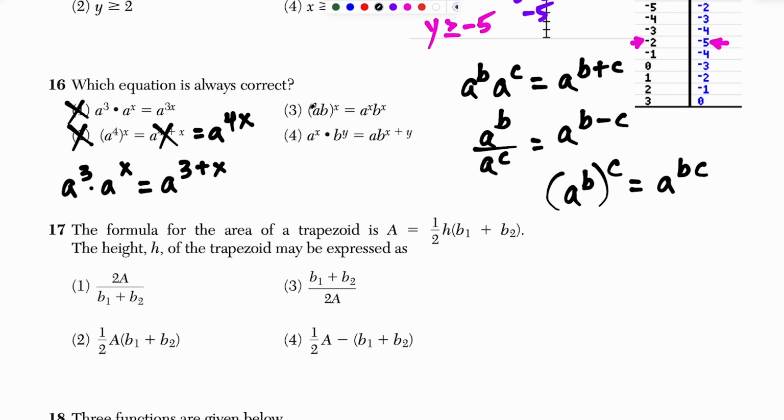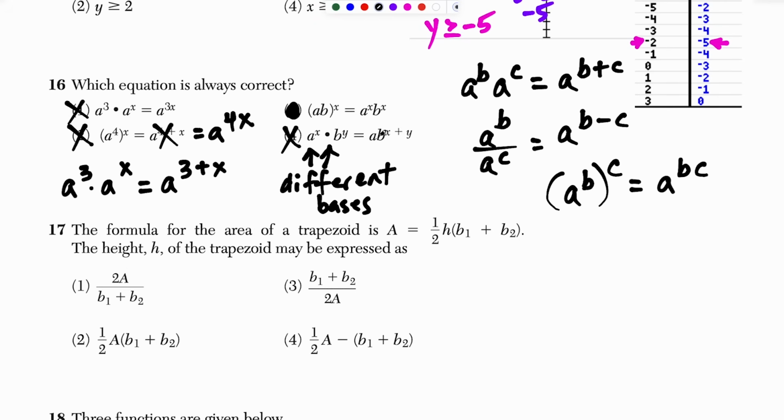And let's say I'm like, oh no, I don't know this rule. So I go to the next one. a to the x times b to the y. I can't add these powers together because these bases are different. So we can't just go ahead and add x and y, and only for the base b and not for a. So this is just wrong for a lot of reasons. This is not always correct. So by process of elimination, it needs to be this one.